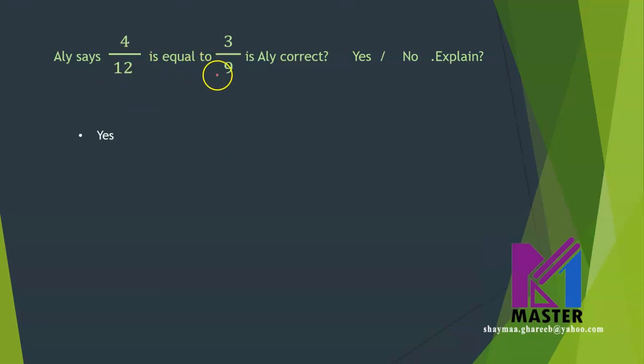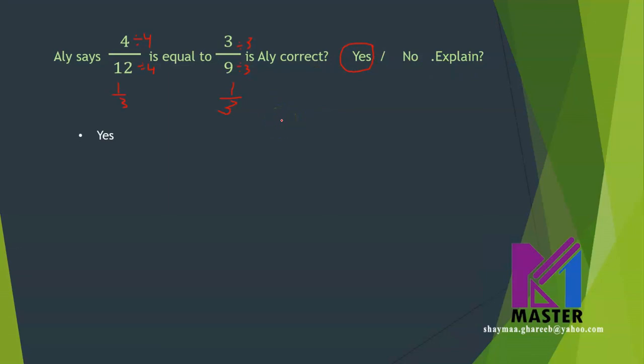Let's try putting both of them in the simplest form and check together. 4 over 12, if we divide it up and down by 4, it will give me 1 over 3, right? If I divide 3 over 9 up and down by 3, it will give me 3 divided by 3 equals 1 over 3. So both of them are equal. They both are equivalent fractions. So Ali is correct. Yes.